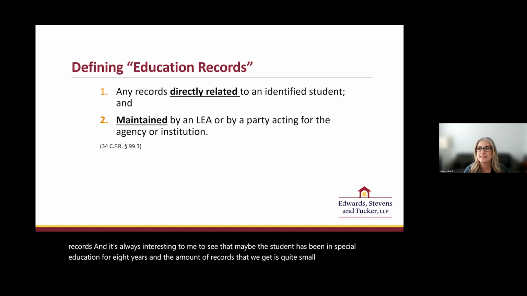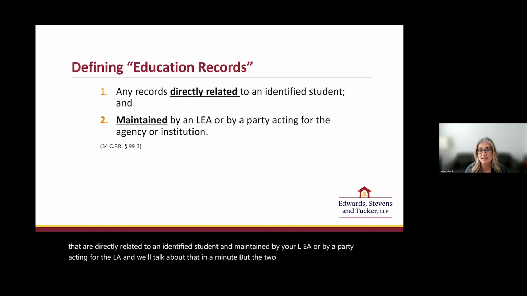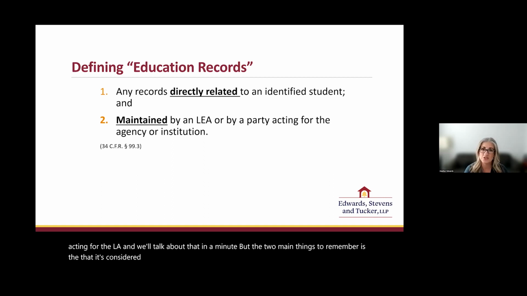And so usually it takes some work for us to work with our schools about understanding really what is an educational record. The definition of an educational record, to which parents would be entitled to copies, to which we're going to want to make sure we have copies of, is any records that are directly related to an identified student and maintained by your LEA, or by a party acting for the LEA. And we'll talk about that in a minute. But the two main things to remember are that it's considered an educational record if it's directly related to a student and maintained by the LEA.